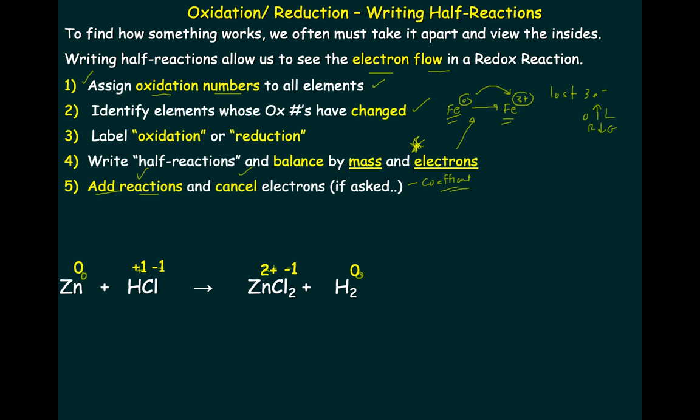Okay, number 2 is I want to look across the arrow and look during the change which elements actually change. Okay, so let's look at the zinc for a minute. The zinc actually changes its oxidation number. It goes from 0 to +2. Okay, and chlorine goes from -1. Hydrogen goes from +1 to 0. So there's your two oxidation number changes. One is the zinc, and one is the hydrogen.